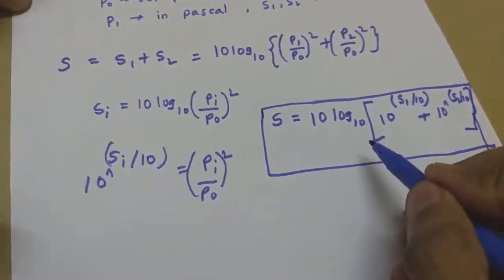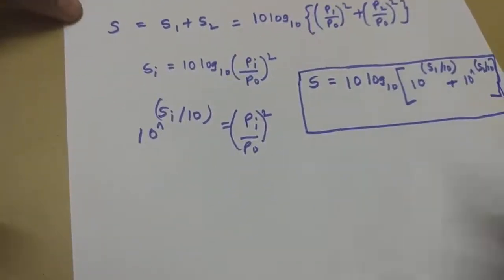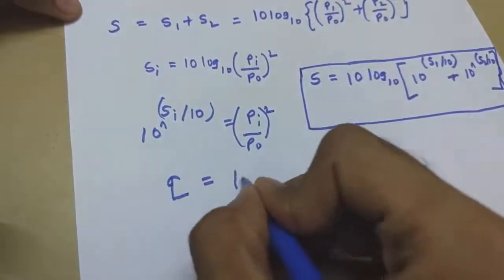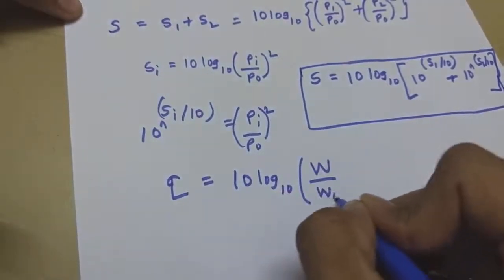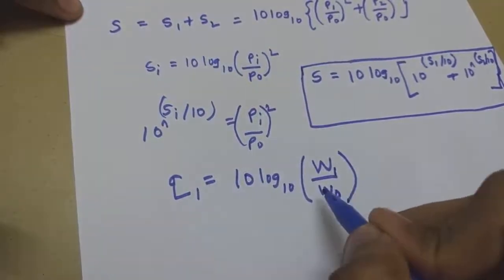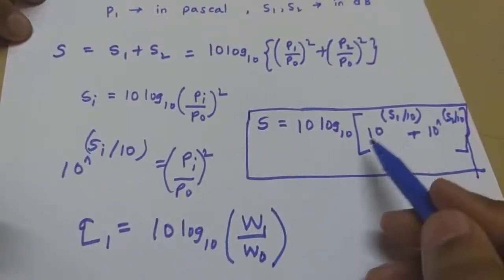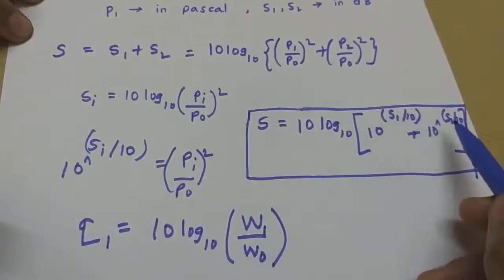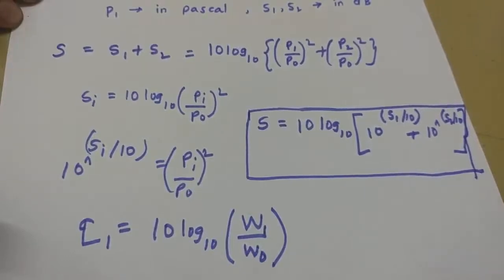Now this equation is not just valid for sound pressure level, it is also valid for sound power level. The sound power level equation is given by L equals 10 log to the base 10 of W by W0. If it's L1, it's going to be W1. W0 is the reference power, and if you manipulate it the same way, you will still end up with the same form, except that this will be L and this will be W1 and W2. So this is the universal equation you need to know in order to add decibel levels.